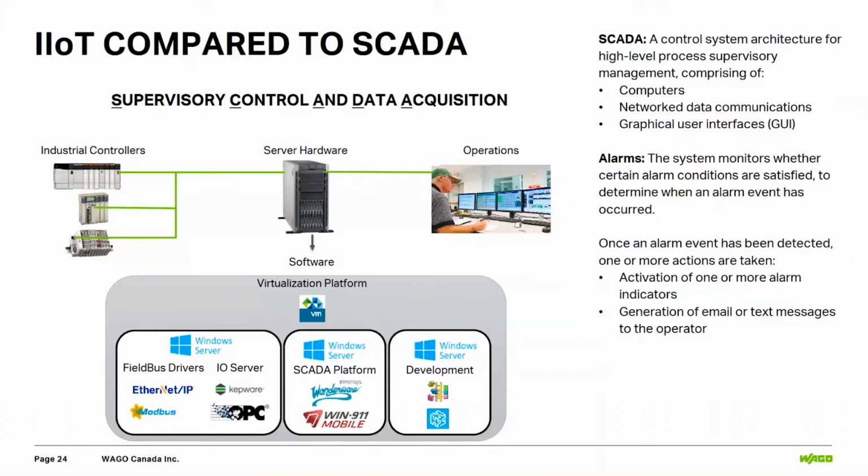So once an alarm event has been detected, one or more actions are taken. We have the activation of alarm indicators for the graphical user interface, such as the operator at the station, or the generation of email or text messages to the operator so that they know to go out to site to fix something. So really it's focused on this alarming and visualization potential.